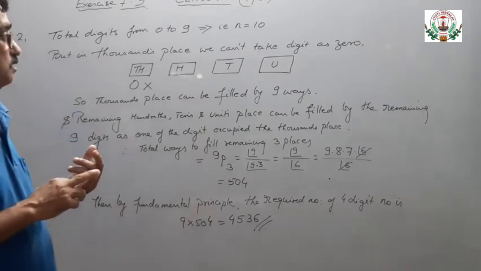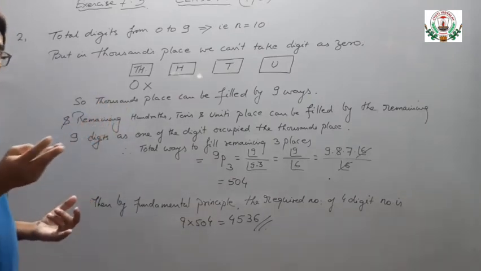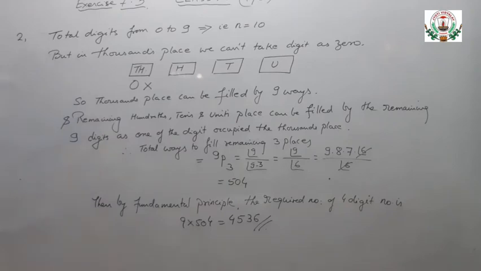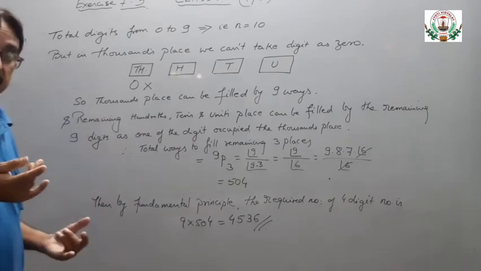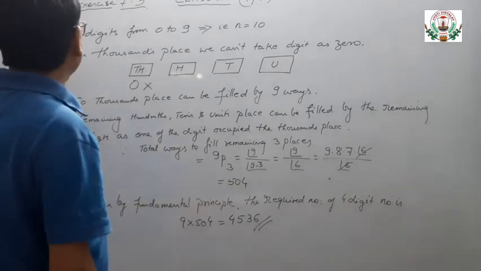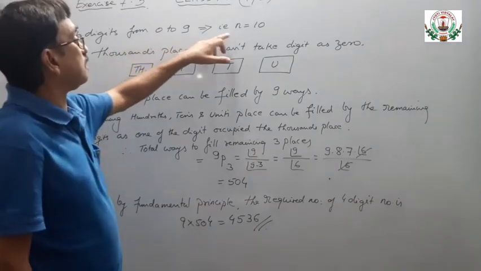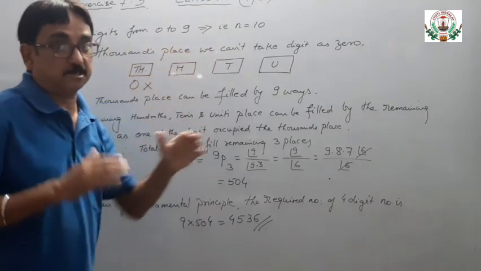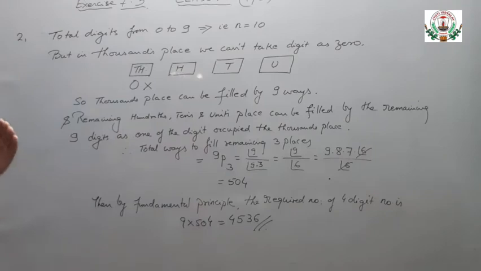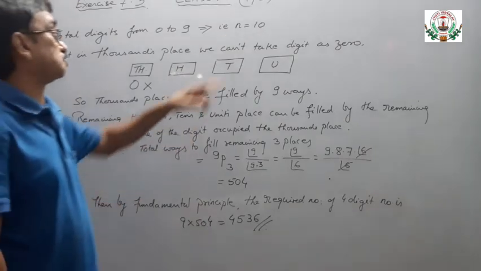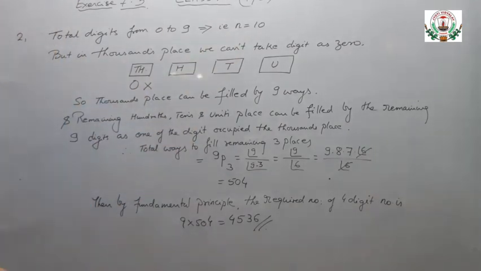So the digits are from 0 to 9, that is 0 1 2 3 4 5 6 7 8 9. So total digits from 0 to 9 we have 10. That is, here the value of n, the number of objects given to us, is 10. Now we have to form a 4-digit number with the help of the given 10 digits.